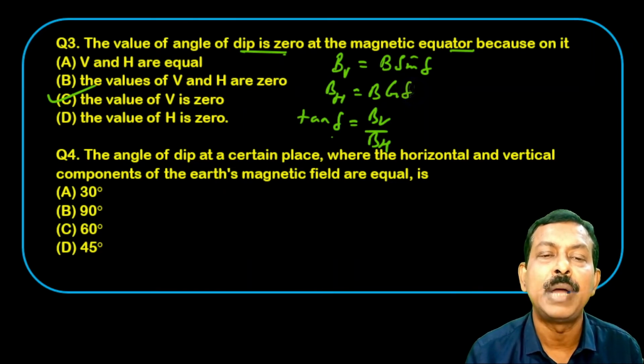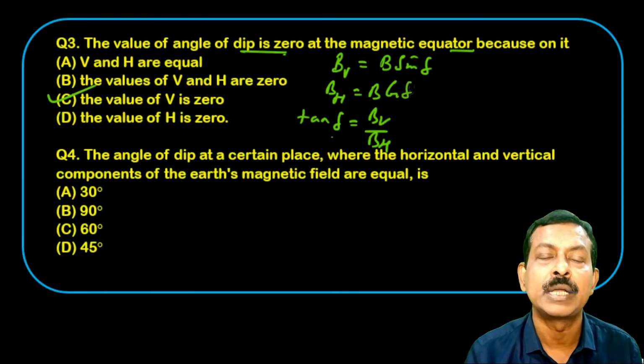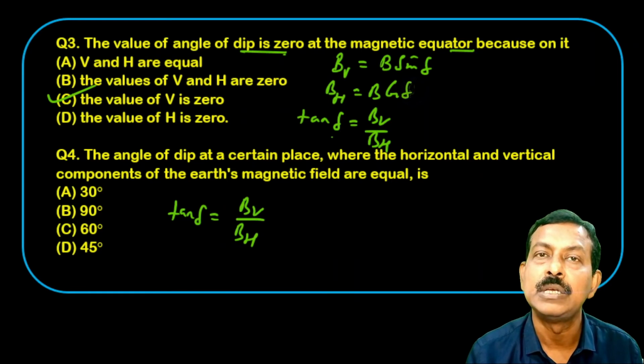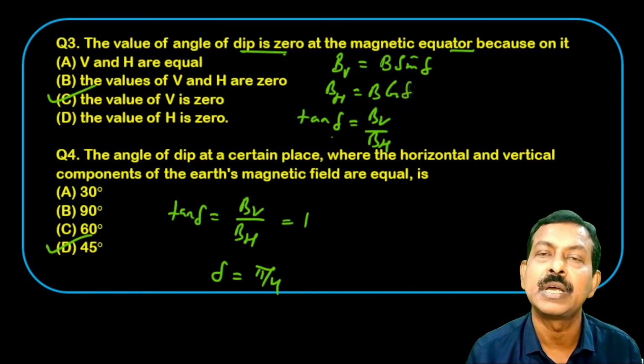The angle of dip at a certain place where the horizontal and vertical components of Earth's magnetic field are equal. Now again you can take tan delta as BV by BH. Both are equal, so they will cancel out one another. That means this is 1. So that means delta is equal to 45 degrees. So the fourth one is the correct option.